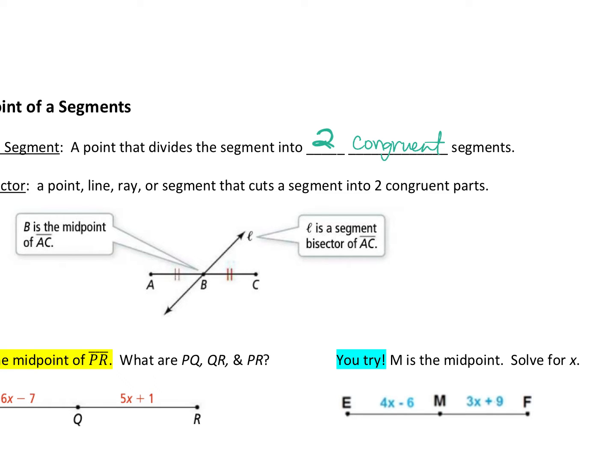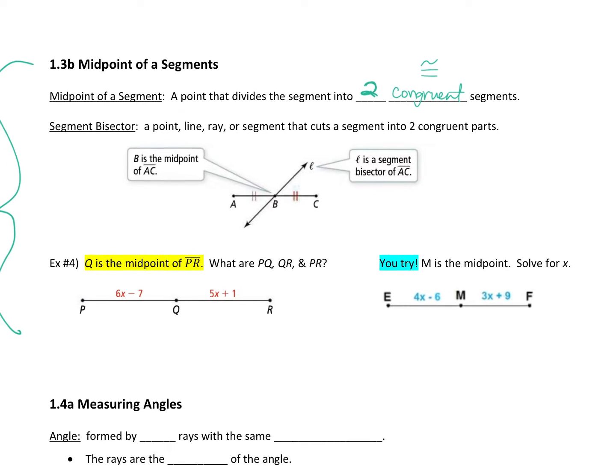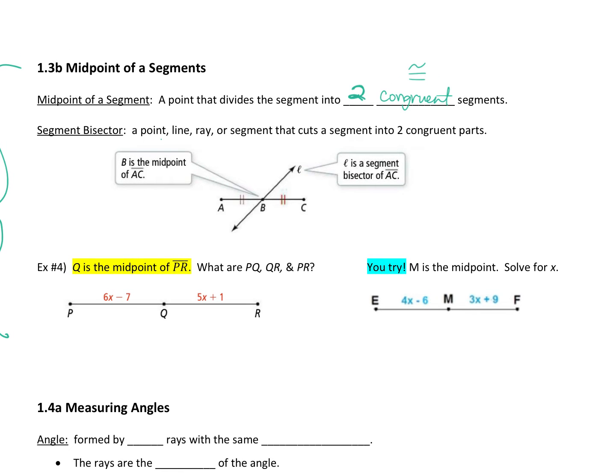Does anyone remember the symbol for congruent? The little squiggly over top of the equal sign, right? So two congruent segments, okay? It can be a point, a line, a ray, or a segment that cuts the segment into two equal parts. So that's called the bisector. Whenever I say this is a bisector, I mean this is cutting our segment into two equal parts.